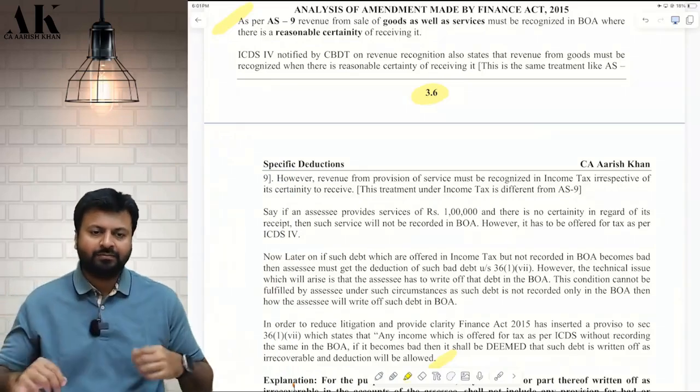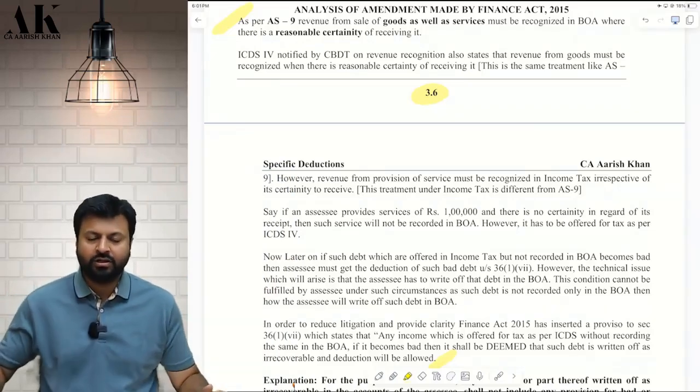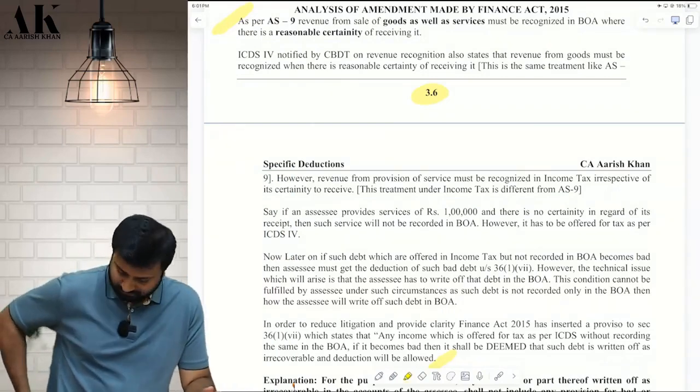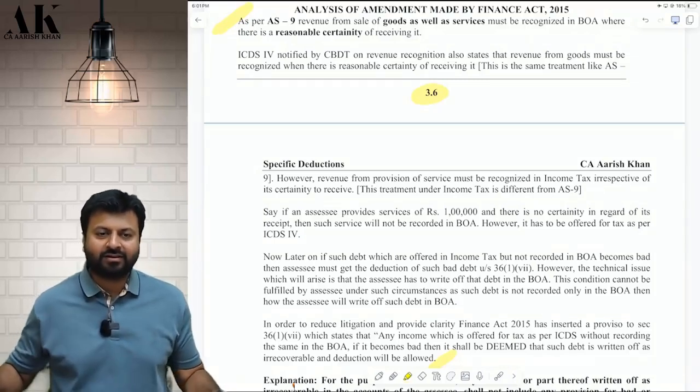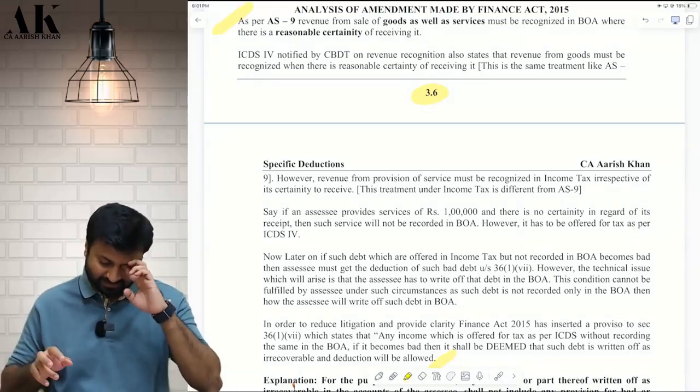Have you read? Understood? Yes, sir. Okay, fine. Niveda, your electricity has come or not? No, sir, not yet. Not come. Okay.